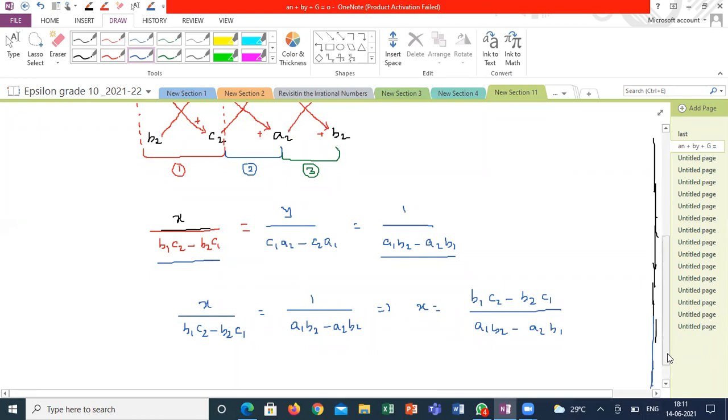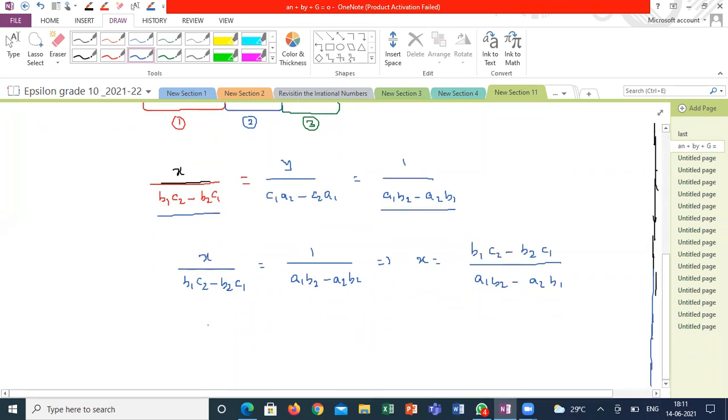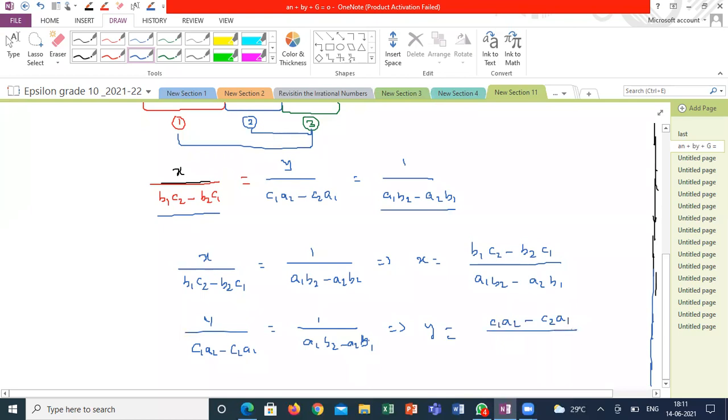It is very tough to remember this formula. That's the reason we always follow the procedure. y by C1 A2 minus C2 A1 will be equal to 1 by A1 B2 minus A2 B1. I'm taking the 1 and 3 for calculating x, and 2 and 3 for calculating y. So y is equal to C1 A2 minus C2 A1 divided by A1 B2 minus A2 B1. This is how we can solve the x and y values in the cross multiplication method.